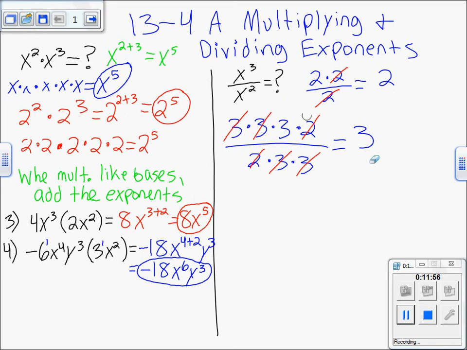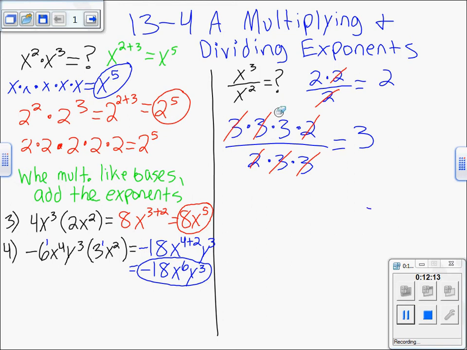So now notice, in each of them, the number of 2's in the top minus the number of 2's on the bottom is how many 2's we're left with. We had 2 2's on the top, we had 1 2 on the bottom, so 2 2's minus 1 2 equals 1 2. So that's why our answer is 2.